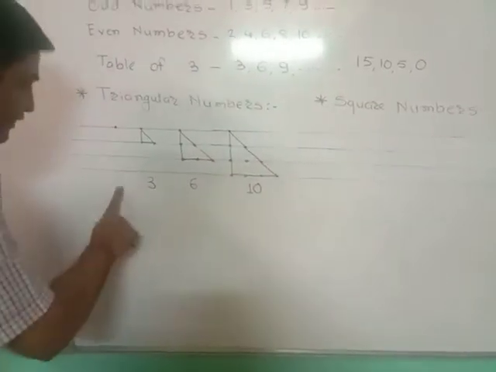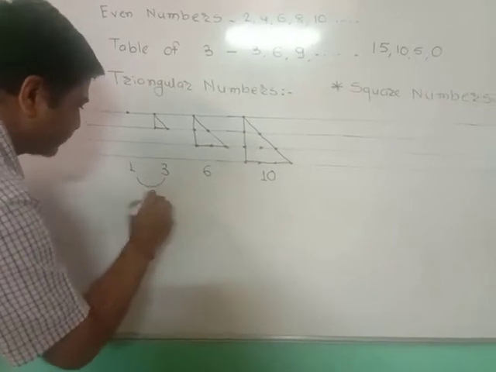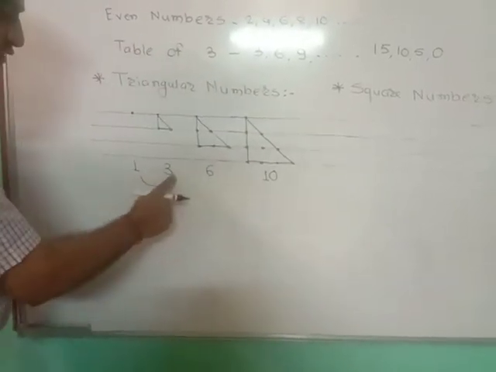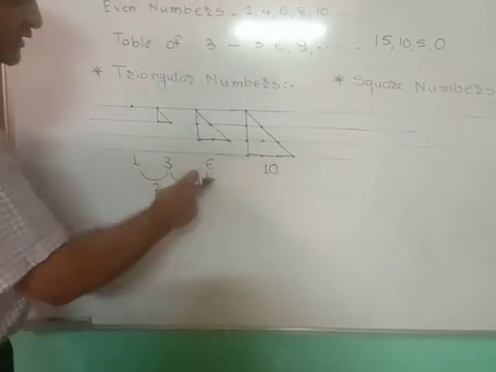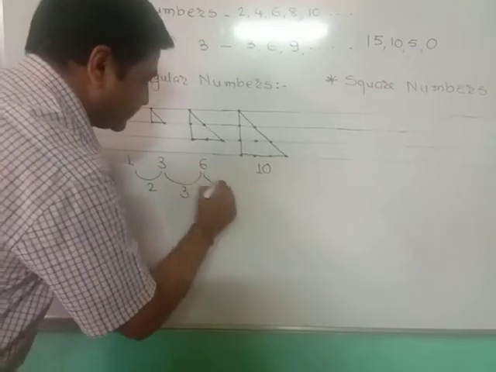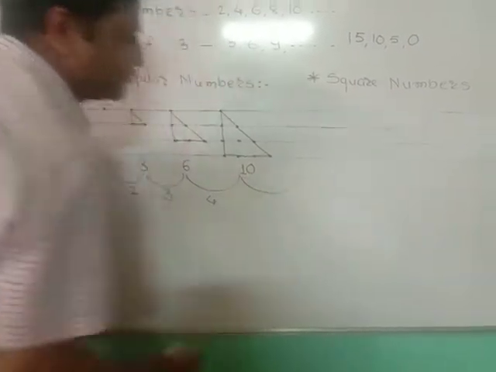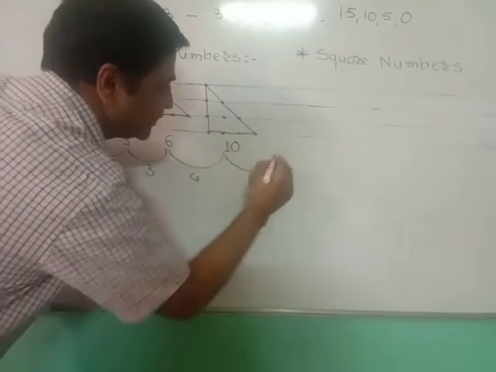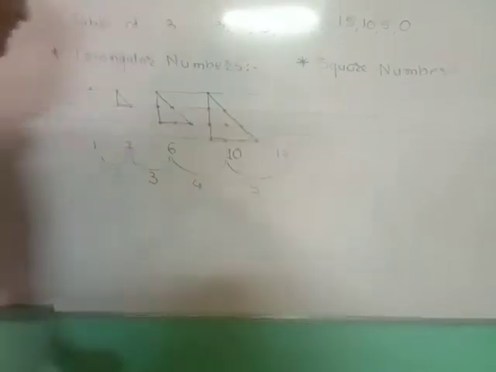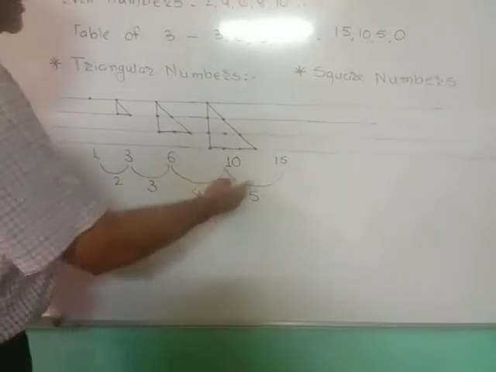You see that the difference between 1 and 3 is 2. Now you can see that the difference between 3 and 6 is 3. You will see the difference between 6 and 10 is 4. So what will be the next number in this particular series? Yes, the difference between the two numbers will be 5 and the next number will be 15. So you will see that 1, 3, 6, 10, 15.